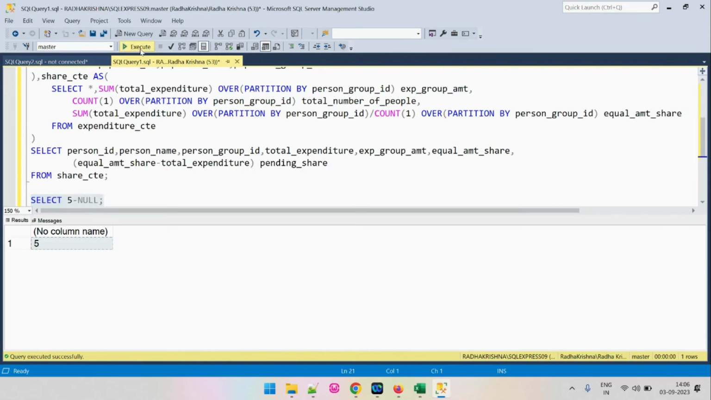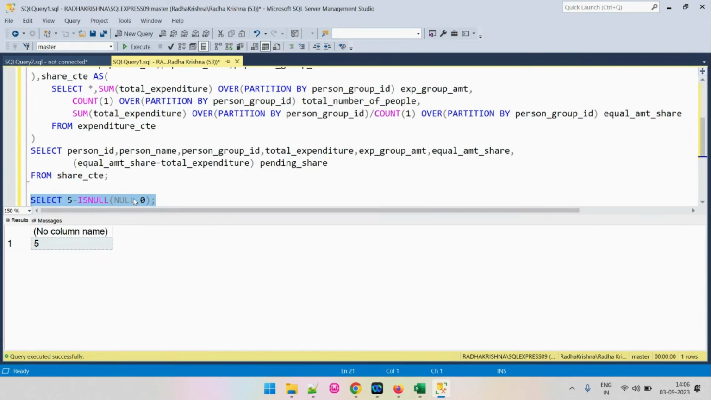So let's run and see this, and we are getting null. It's not behaving the way we wanted it to be. So what we can do is we can use the isNull function. What isNull does is it checks whether the first parameter is null or not. So if it is null, it will assign the value that is present in the second parameter. So let's make it 0. And now if we run this, we will get the behavior as we expect it to be.